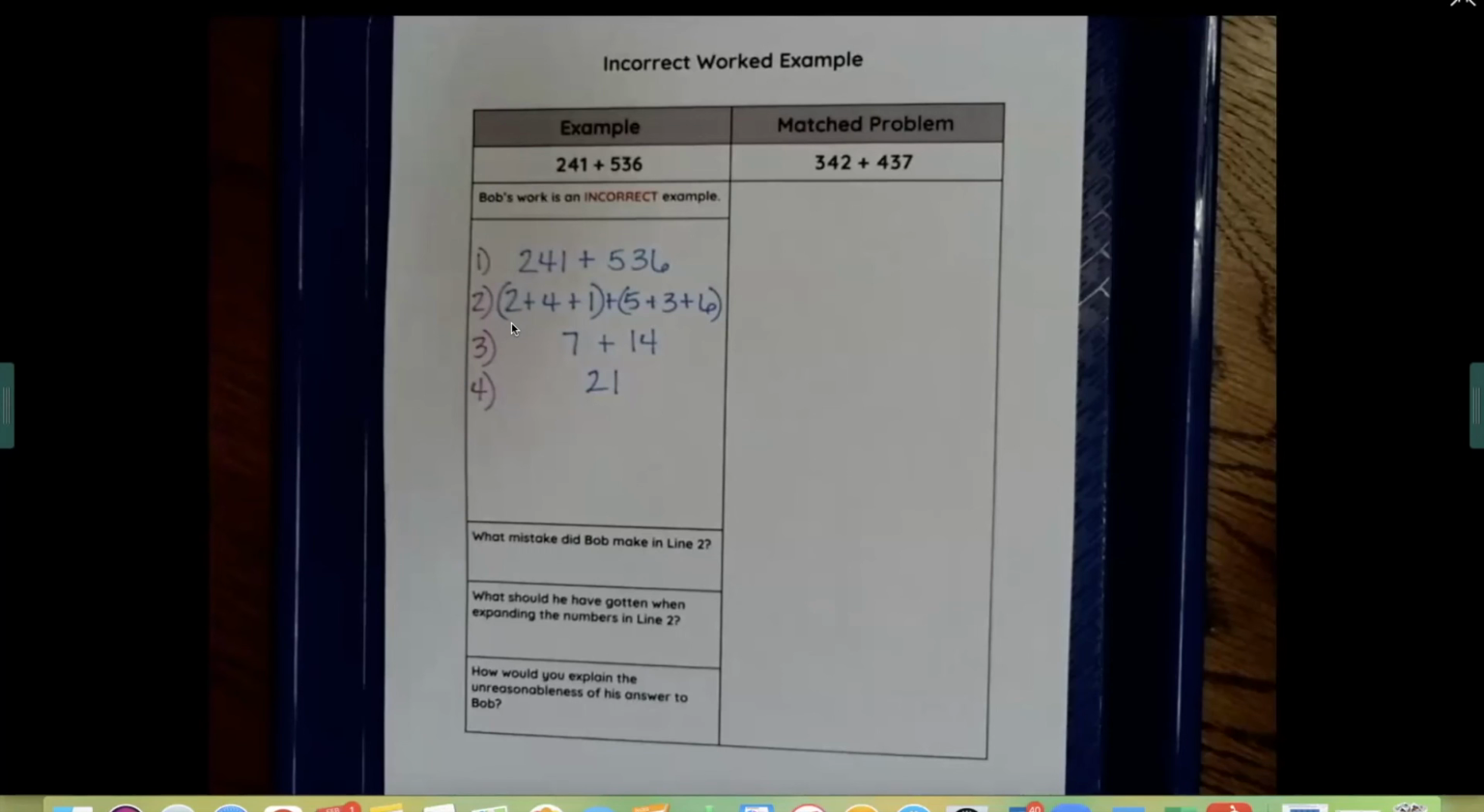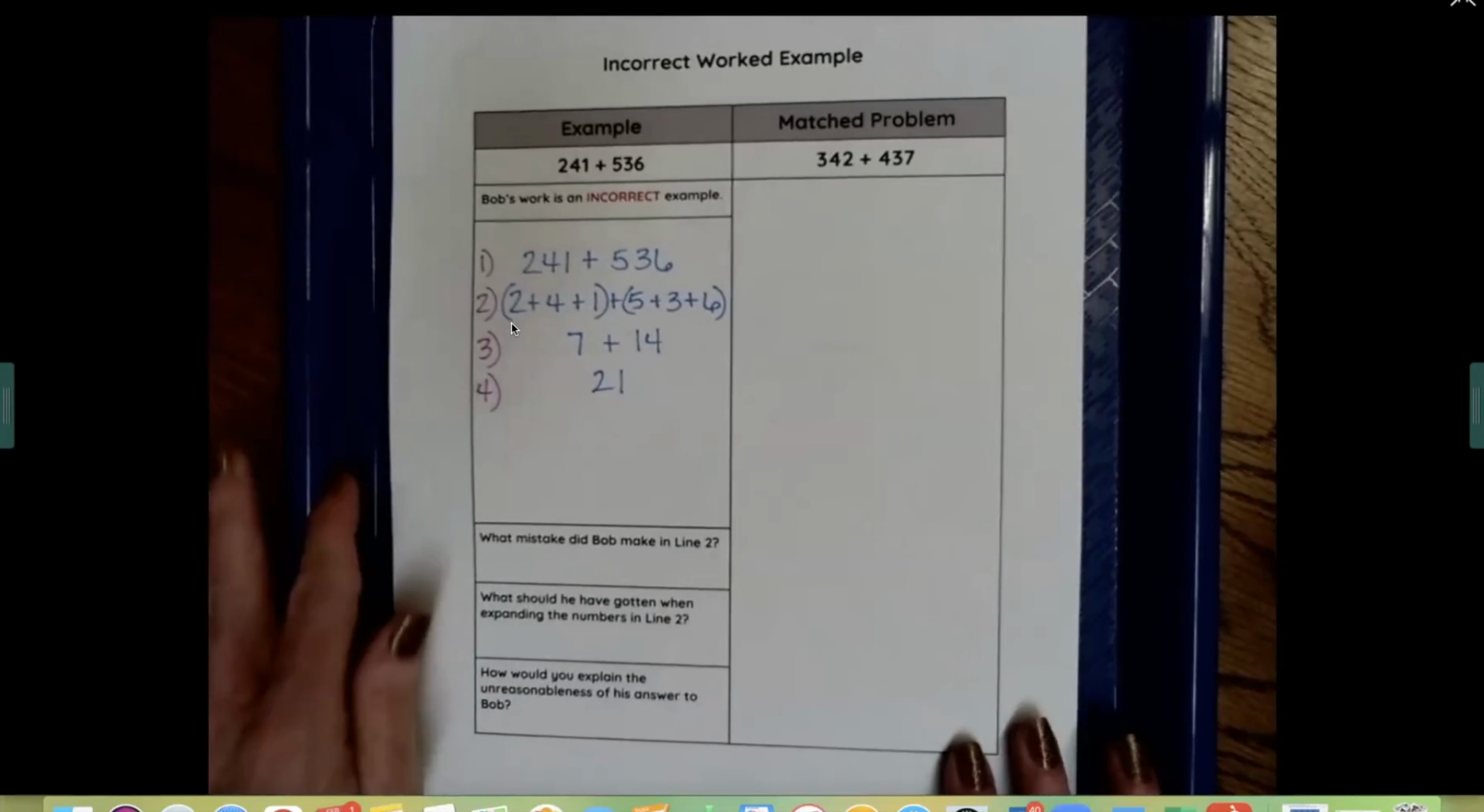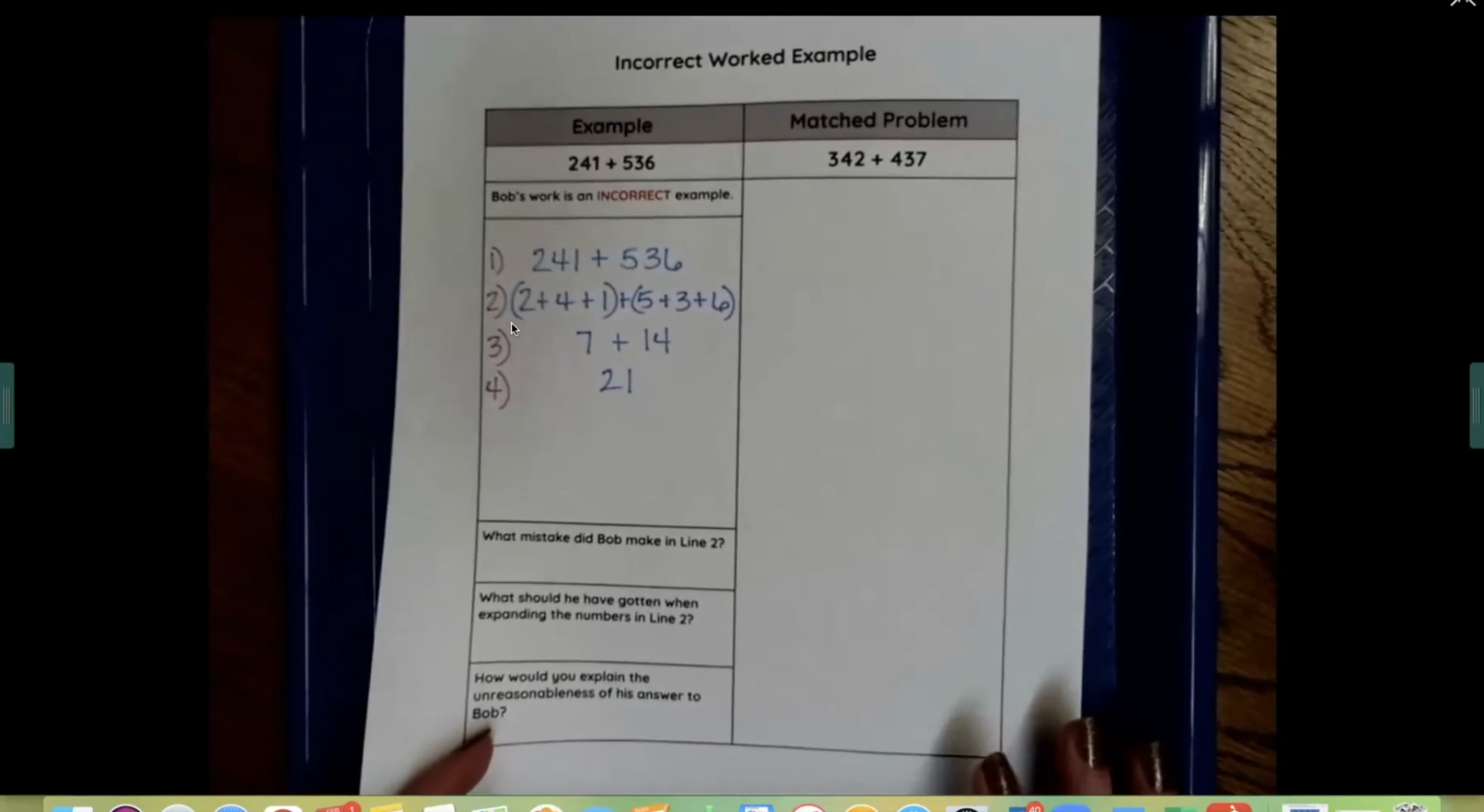So that's another thing that we always need to ask our kids about, is that answer reasonable? Does that make sense? Because if it doesn't make sense, that's a clear sign that we've made a mistake somewhere along the way. Then, of course, there's a match problem. Any questions or comments on the incorrect worked examples?